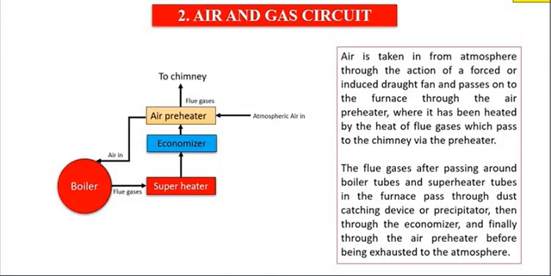The flue gases, after passing around the boiler tubes and superheater tubes in the furnace, pass through a dust catching device or precipitator, then through the economizer and finally through the air preheater before being exhausted to the atmosphere.